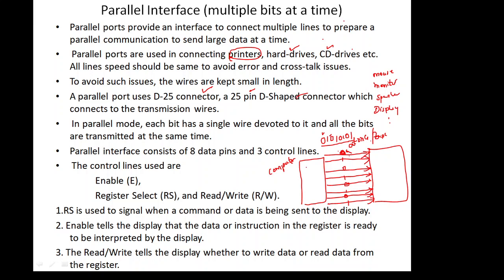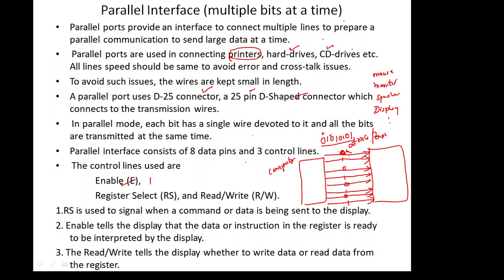Here the parallel interface consists of 8 data pins and 3 control pins. What are the 3 control pins? Enable, register select, and read/write. So these are the 3 control pins. What is the use of enable? This enable tells the display that the data in the register is ready to be interpreted by the display. Enable, in the sense, if it is high, if it is 1, it is telling that it is in ready mode for the display to interpret the data.